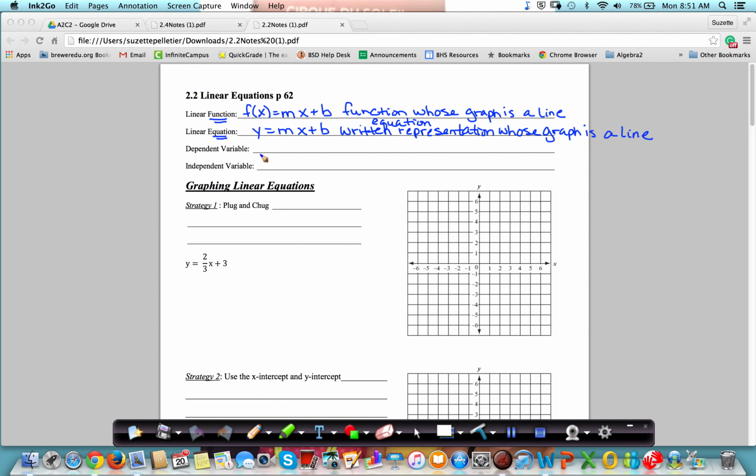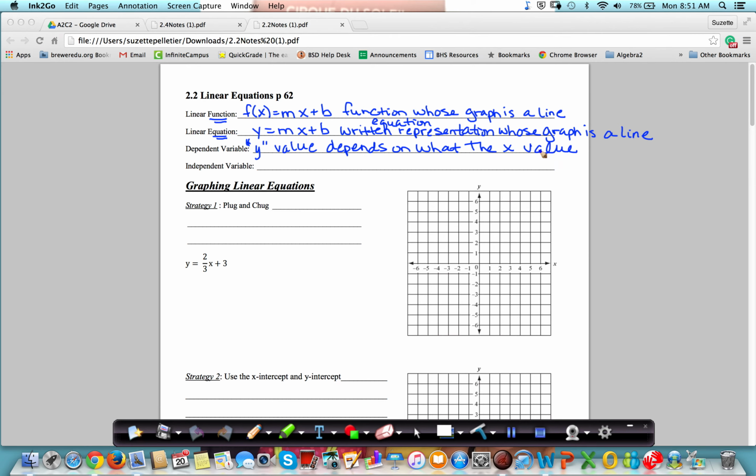Okay, the dependent variable and the independent variable, this is important. We'll talk about this a lot as we move on and start looking at different kinds of graphs and different functions. The dependent variable is the y value, and it's going to depend. So remember when we were plugging in all those numbers into our functional notation, what the y value equaled depended on what we were plugging in for x. So the y value depends on what the x value is.